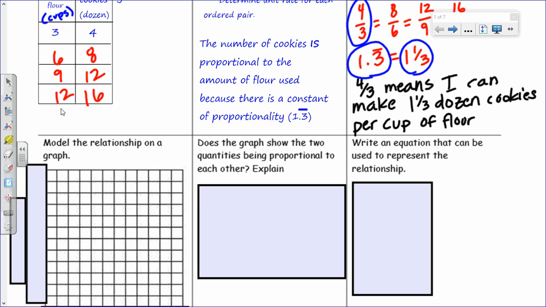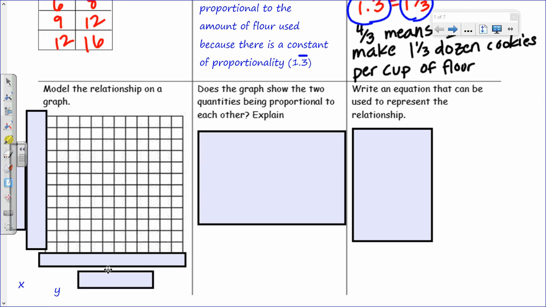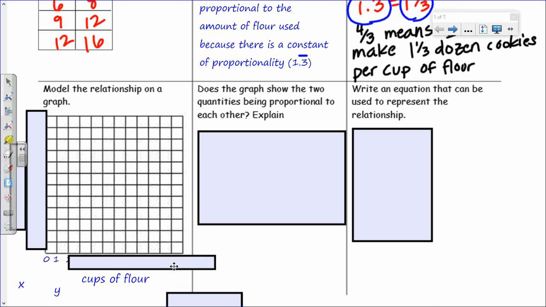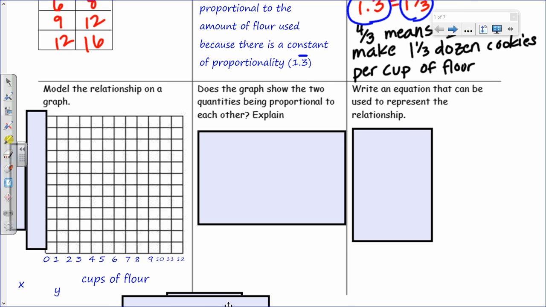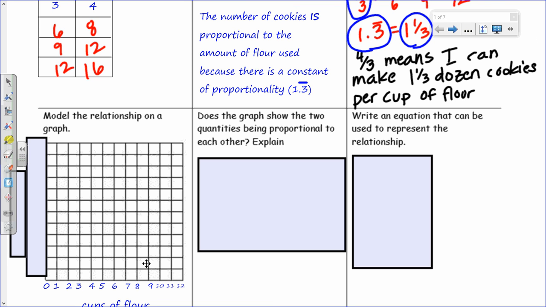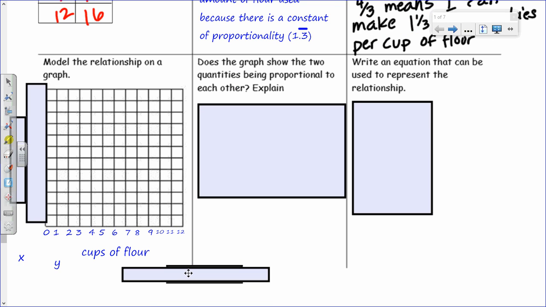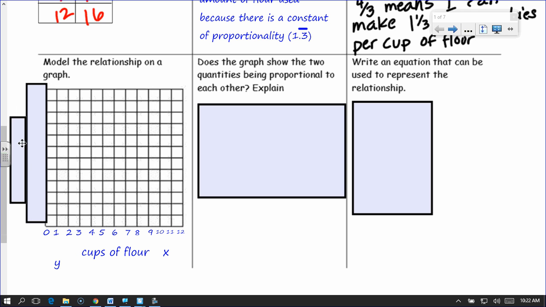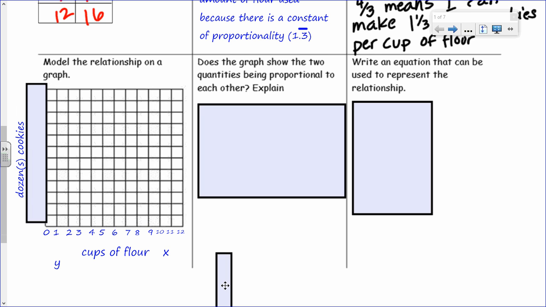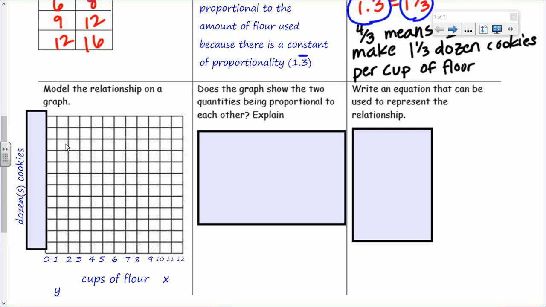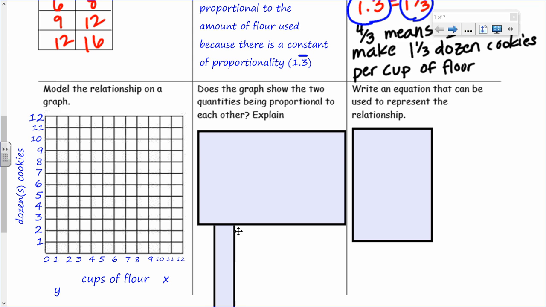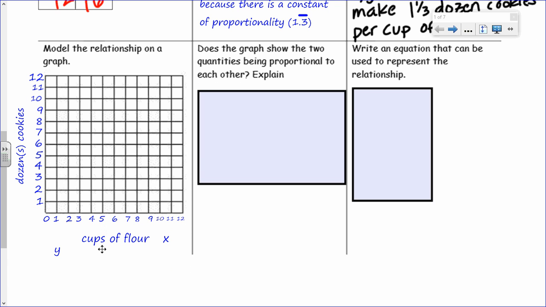The x we said was going to be flour, cups of flour. And I can say 1, 2, 3, 4, 5, 6, 7, 8, 9, 10, 11, 12 because look, it goes up to 12. So I have enough room for those. Okay, we know that's the x. And then on our y, it's going to be dozens of cookies. Now that one, we can also go up by 1. You could go up by another number if you wanted. Our last point isn't going to fit on there, but that's okay. You're going to see what happens here.